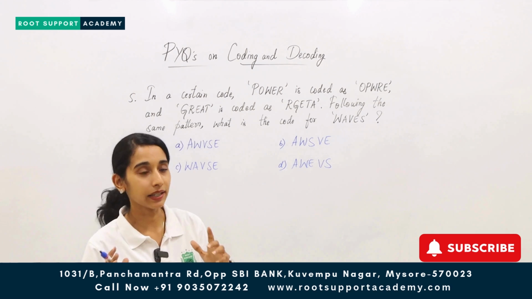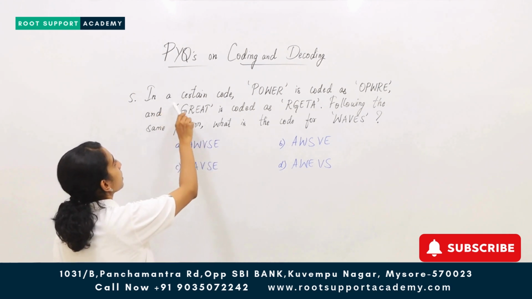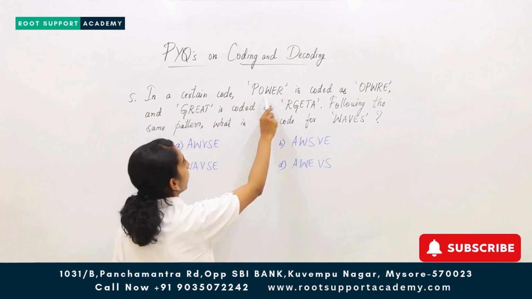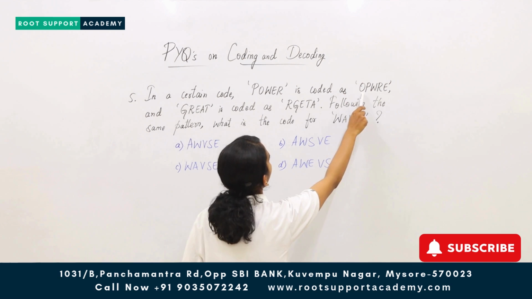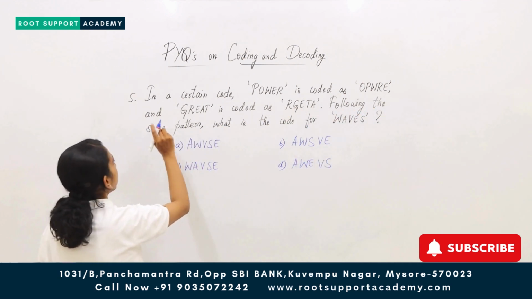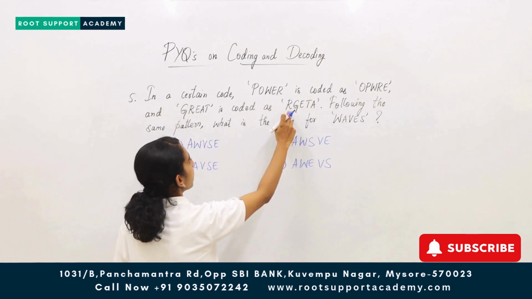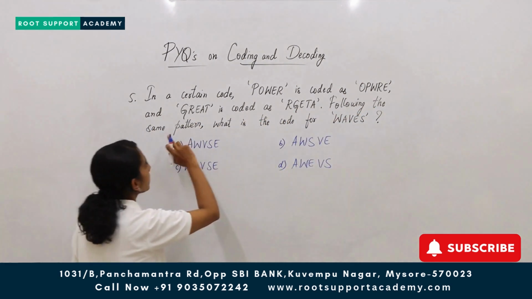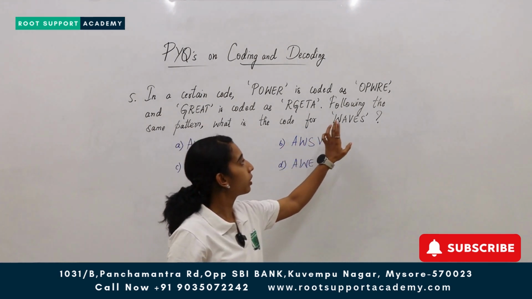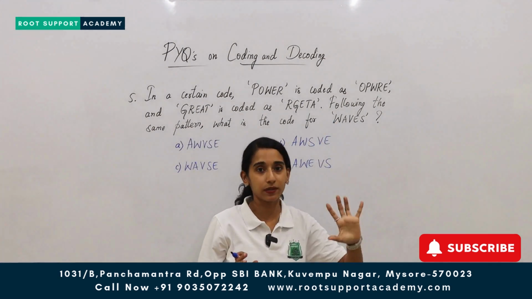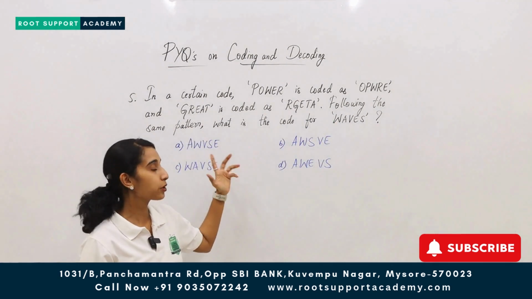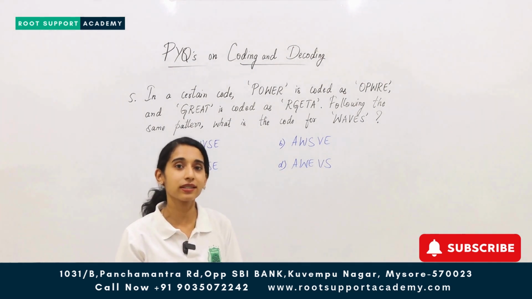So aspirants, next I have one question for you. In a certain code, POWER is coded as OPWRE and GRADE is coded as RGETA. Following the same pattern, what is the code for WAVES? This is a simple question. Try solving this by yourself and drop your answers in the comment section.